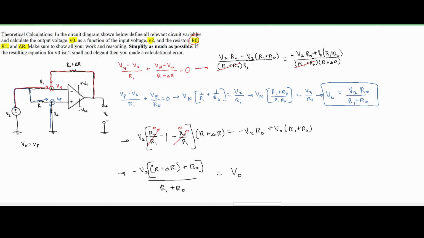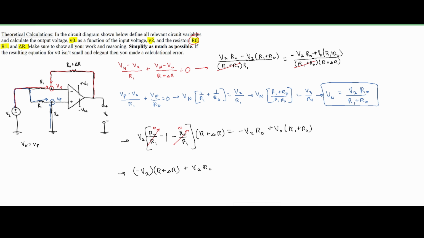Now, I did make a mistake here though. When we factor this over, we're adding to both sides. So we can't just put it inside of here because you see we have this negative out here. We can't just factor that in. So that will be incorrect. So we're going to rewrite that because that's actually a pretty big mistake. So on the left side, we have our negative V2, like this. We have our R plus delta R. And then we're going to have a plus V2 R0.